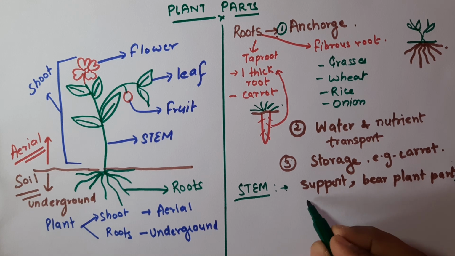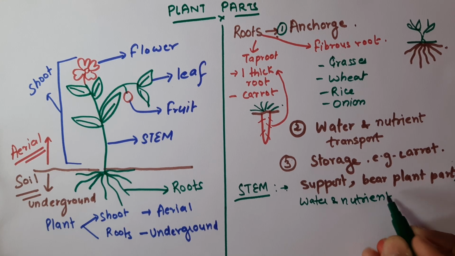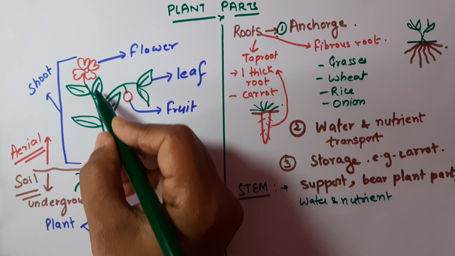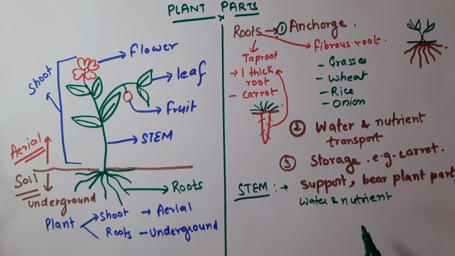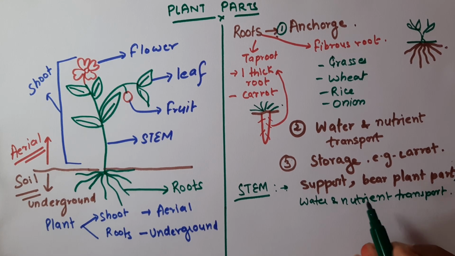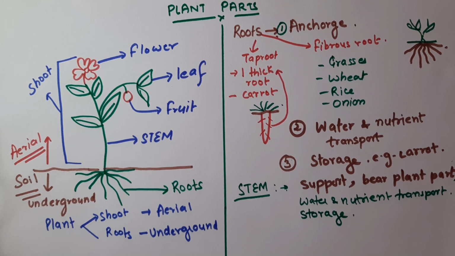It will also help in water and nutrient transport, because I already told you the root will take the water and the nutrients from the soil, but the stem will pass them on to the leaf, flower, and the fruits, right? So it will play an important role in the water and nutrient transport. And additionally it will also store food in a few species. For example, potato, ginger, and onion.